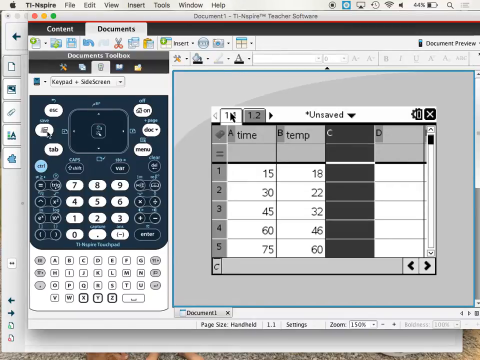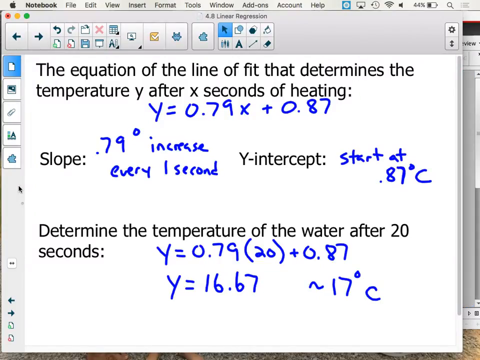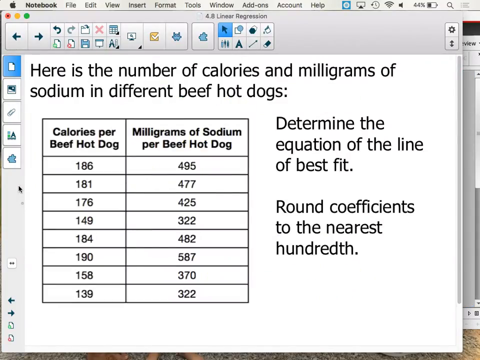So now it's your turn. If you're a big beef hot dog eater, here's a relationship between the number of calories and milligrams of sodium in different beef hot dogs. So what I'd like you to do is to use this same process before. Maybe go Control N on the calculator, get a new document going. Add a list in spreadsheets. Type in your data, and then let's determine the equation of the line of best fit.